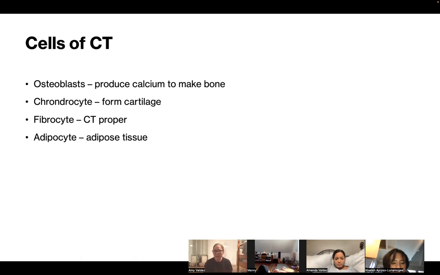Chondrocytes is another type of cell, and they are in the area where there's going to be cartilage, and they form the cartilage. Fibrocytes is in connective tissue proper, like the ligaments and the tendons and the joint capsules, and they produce collagen and elastin in different proportions depending on what part of the body it is. And then adipocytes produce adipose tissue.